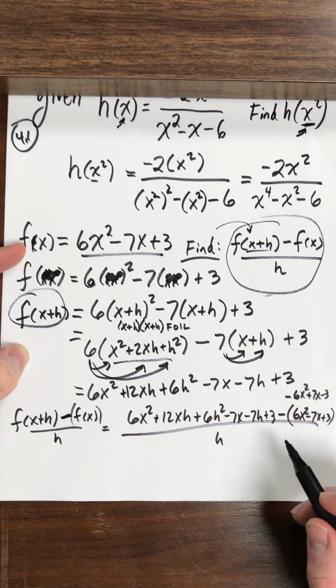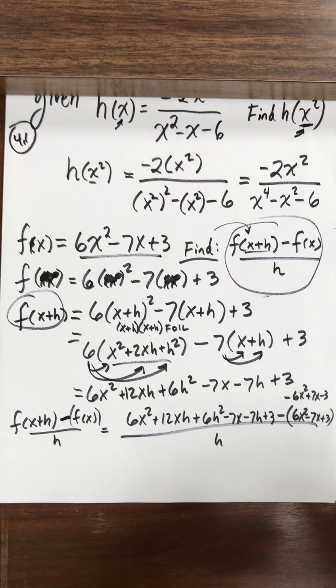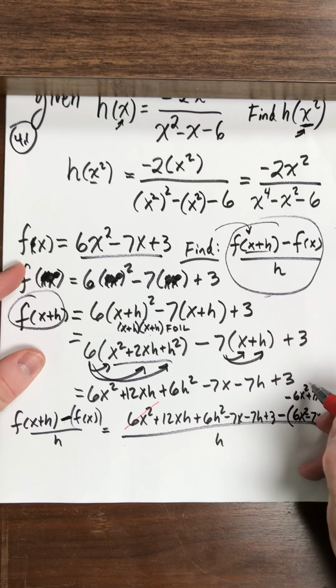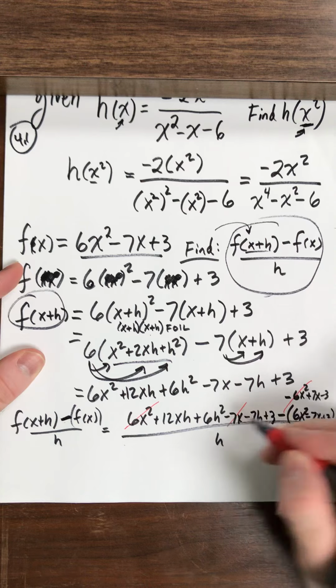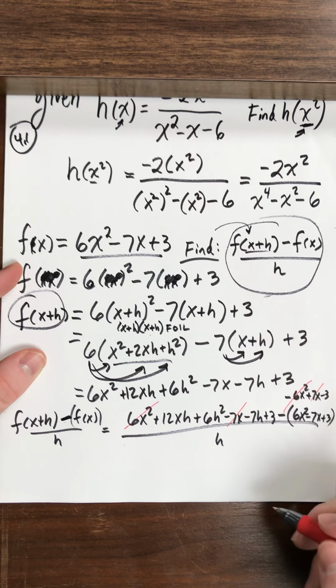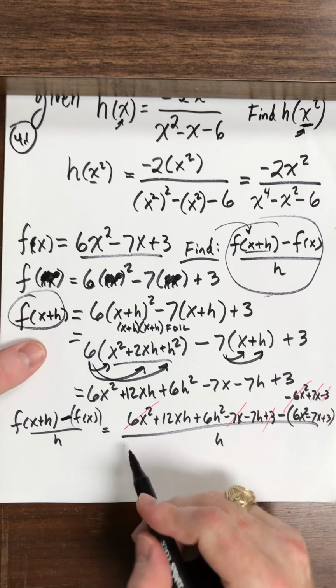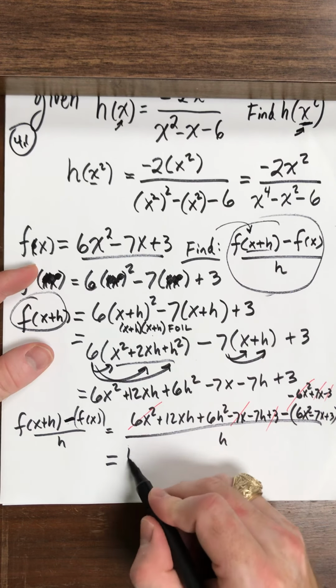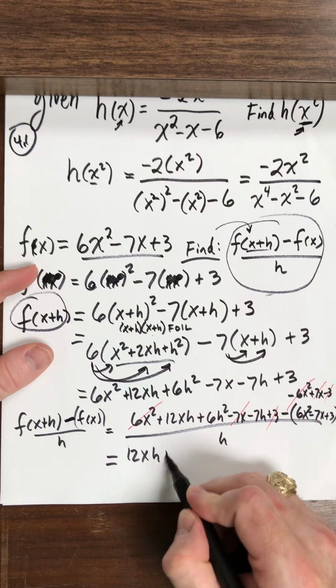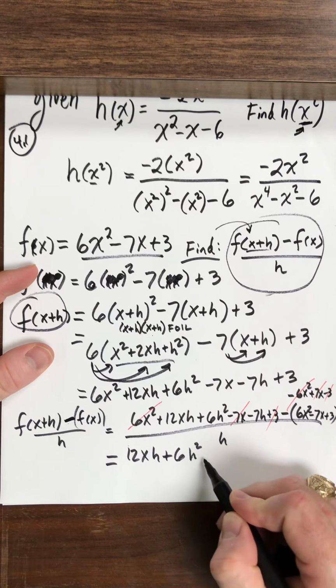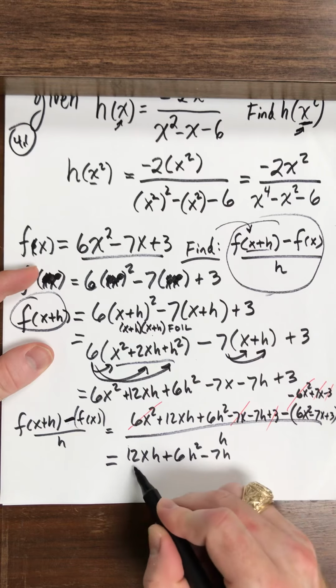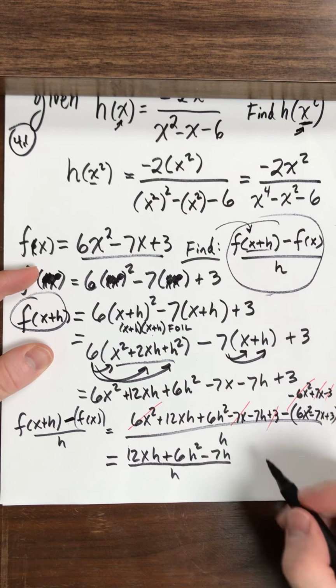What should happen is I should see some things cancel. This 6x squared cancels with this 6x squared, that negative 7x cancels with that positive 7x, and this 3 cancels with that negative 3. All the terms without an h should go away. So what am I left with? 12xh plus 6h squared minus 7h divided by h.